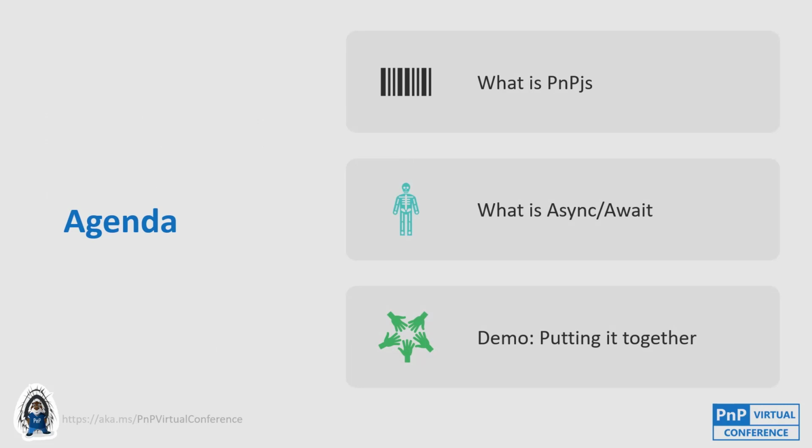Okay, our agenda. It's short and sweet, 30 minutes today. So we're going to start with going over what PnPJS is, and hopefully give you a flavor of what that library is and what it can do for you. And then we'll talk about what async await is specifically, and how that relates to promises. And then we're going to spend the bulk of our time doing a very in-depth demo of the async await pattern using the PnPJS library, so putting those two things together.